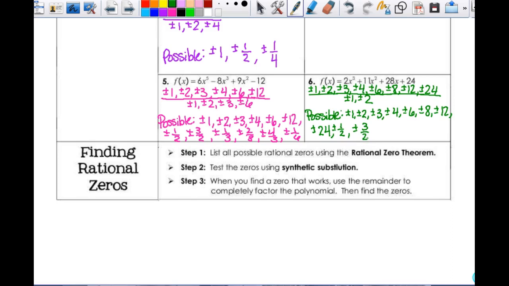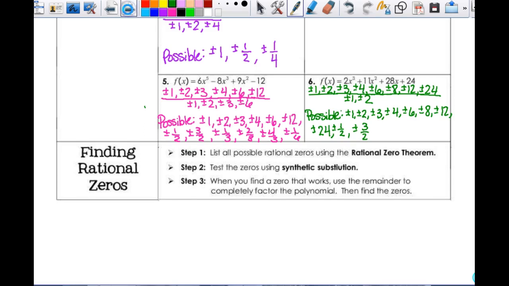Now, then we're going to actually find them. The directions are, or mostly the directions are right here, because I was trying to give you plenty of room to work on the back. So our step 1 is to list all possible rational zeros using the rational zero theorem. That's what we just did. Then we're going to test the zeros using synthetic substitution to figure out which ones work. And then when we find a zero that works, we can use the remainder to try to completely factor it and actually find the zeros. Okay, so we're just kind of combining this with the stuff that we've already been doing.